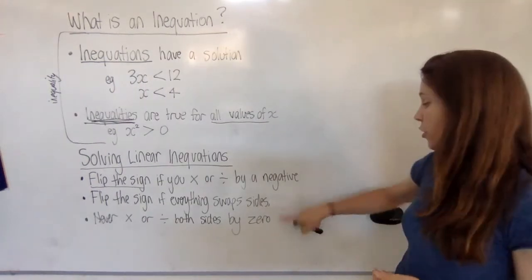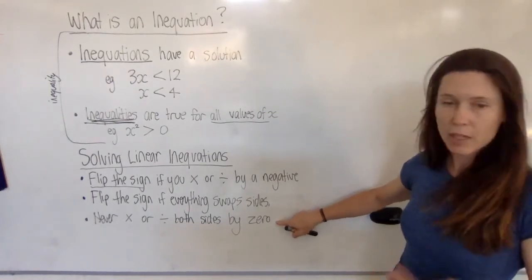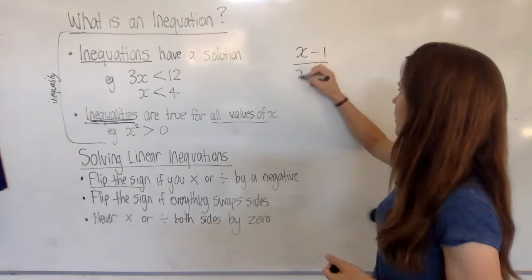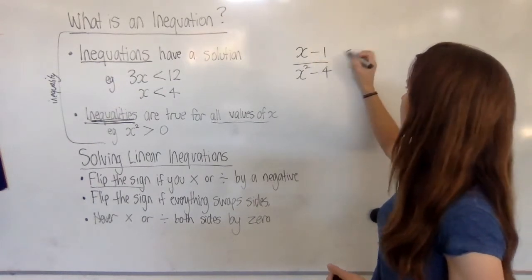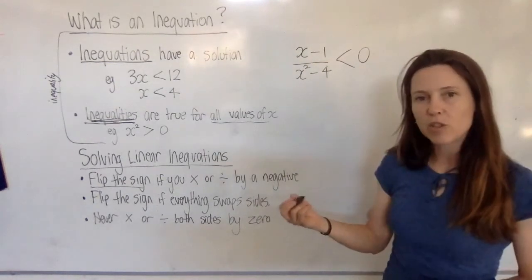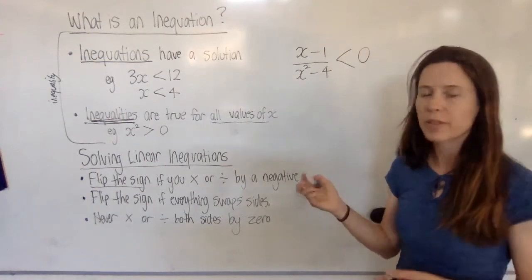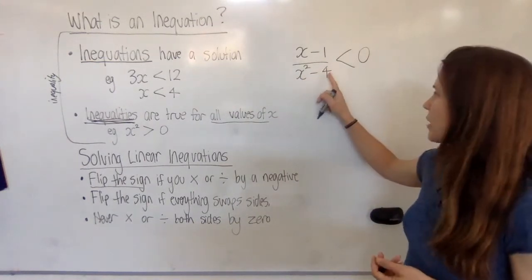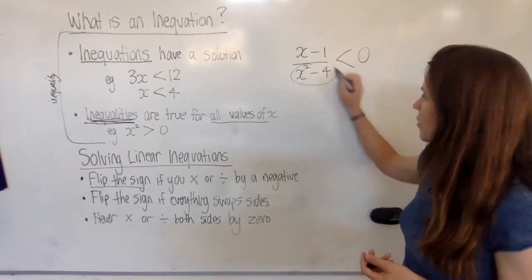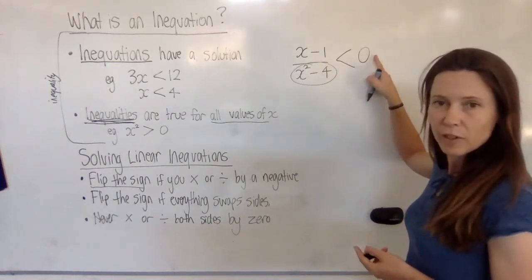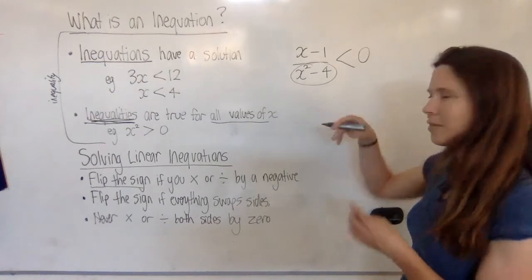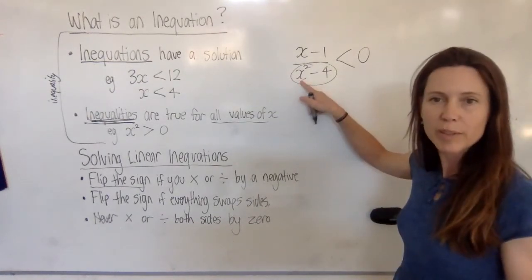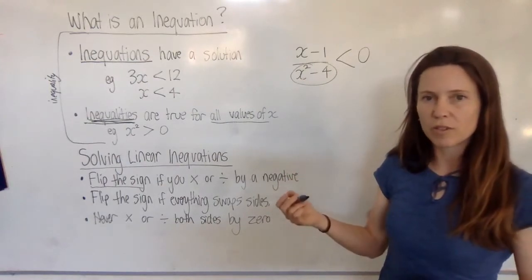Now, not only should you not divide or multiply both sides by 0, you also need to be careful when you've got an inequality, let's say something like this. You need to make sure that you don't say, well, I'll multiply both sides by x squared minus 4, because as soon as you're doing that, what you're effectively doing is multiplying this whole section by 0, and you're not just multiplying both sides by 0, but you're effectively multiplying one of your unknowns by 0, and that loses solutions.